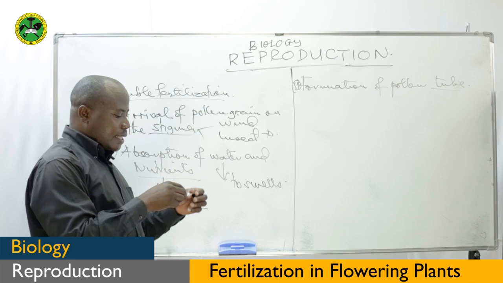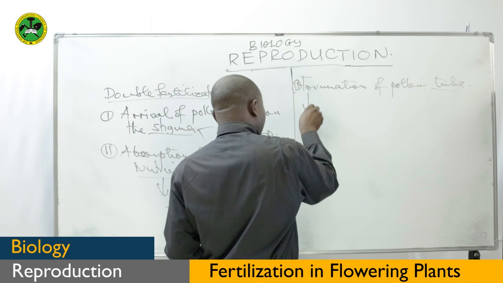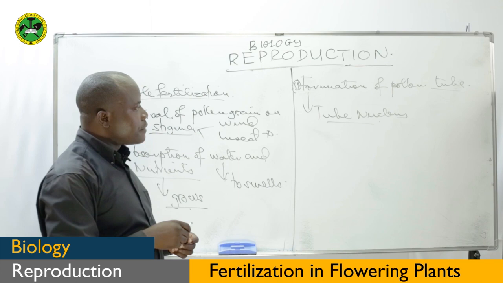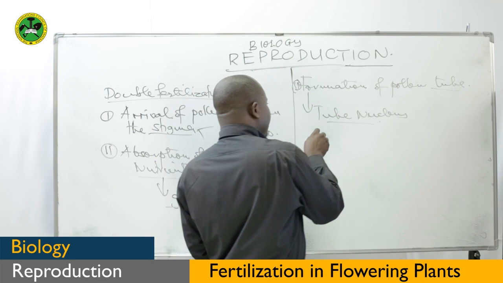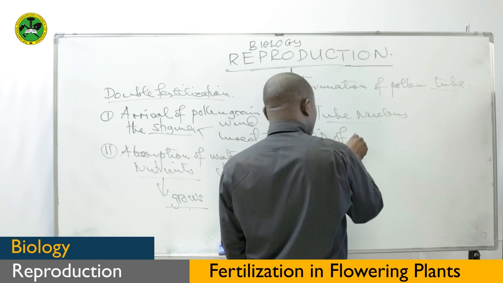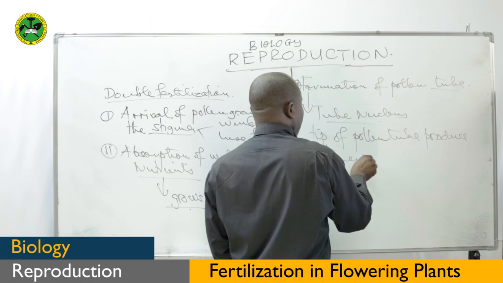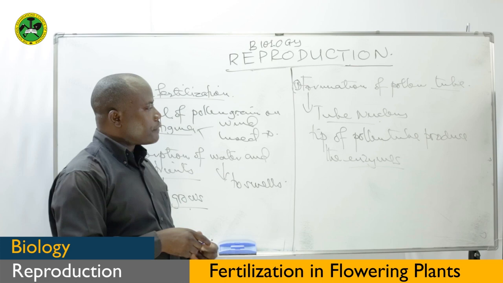Where does the pollen tube come from? The pollen tube is formed from the tube nucleus. This tube nucleus divides and gives rise to the pollen tube. And then the tip of the pollen tube produces the enzymes that digest the path through the style for the pollen tube to grow.